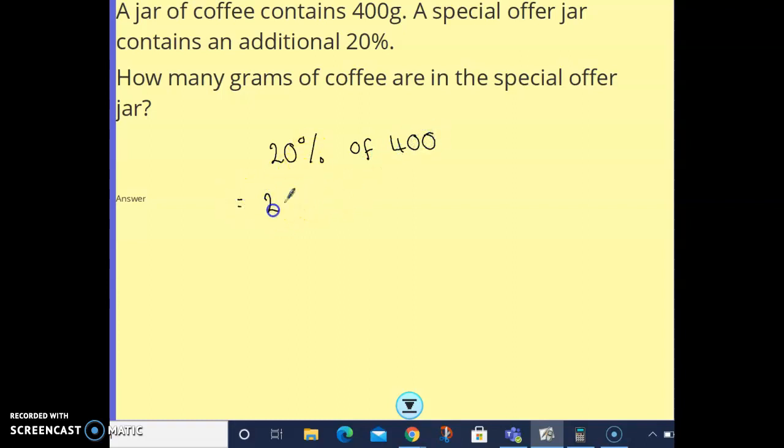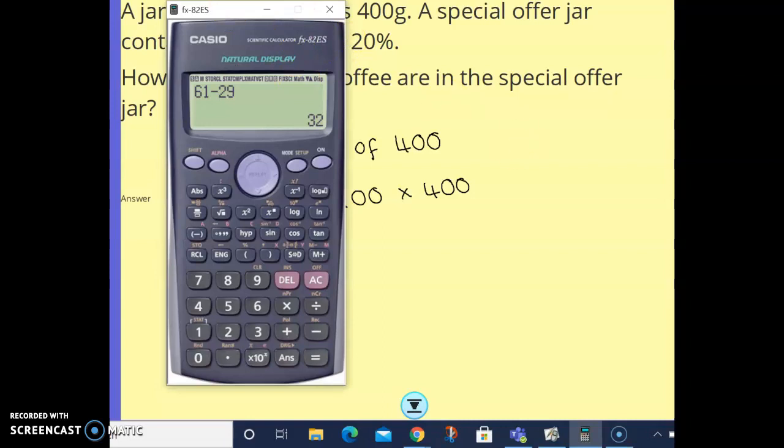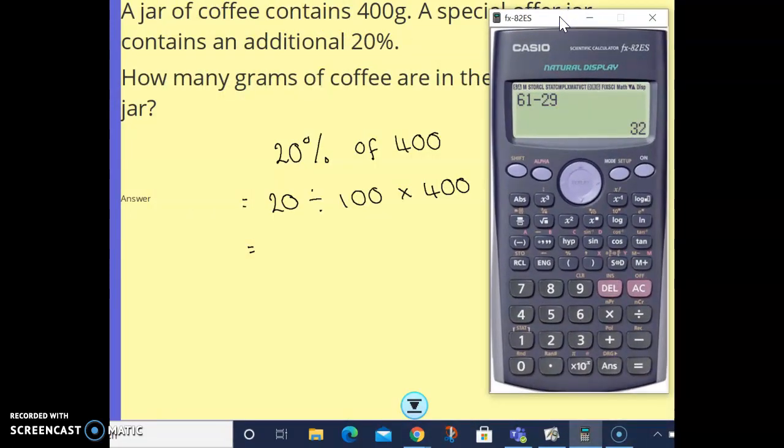Okay, so we need to start by finding 20% of 400. Percent means out of 100. Let's do 20 divided by 100 times 400. And let's move the calculator over a wee bit. There we go. Right, so 20 divided by 100 times 400.